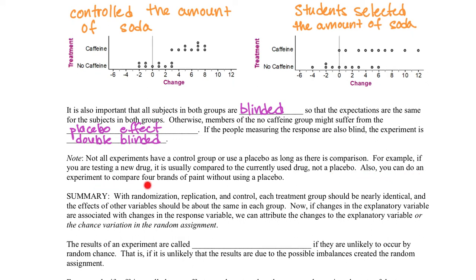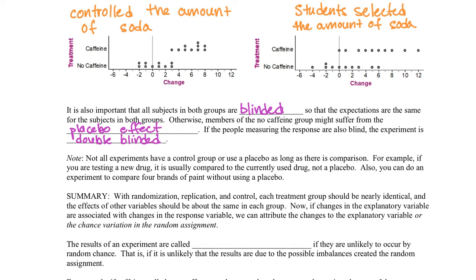Also, you can do an experiment like just comparing 4 brands of paint. You really don't need a placebo or a control. We're just comparing the paint in general. So why are we doing all this randomization, replication, control? It's to make each treatment group nearly identical.